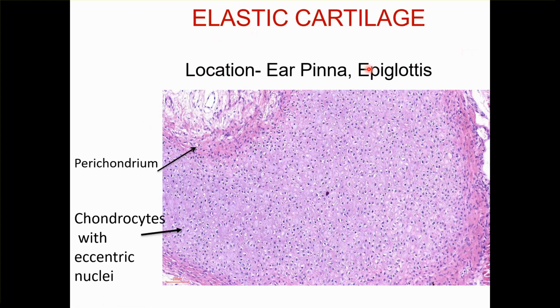Now elastic cartilage location, remember, is the ear, pinna, and epiglottis. This is the perichondrium over here, and these are all the chondrocytes with eccentric nuclei. This is also again the perichondrium.